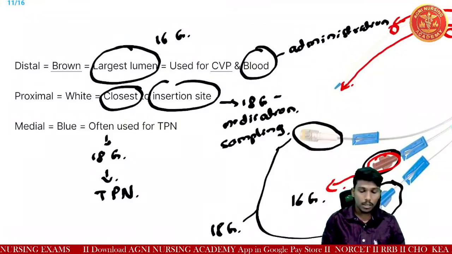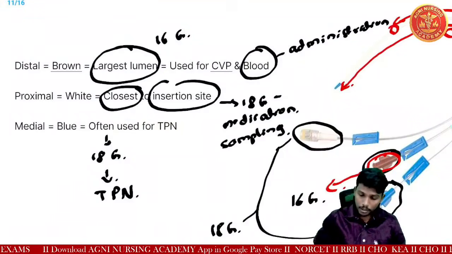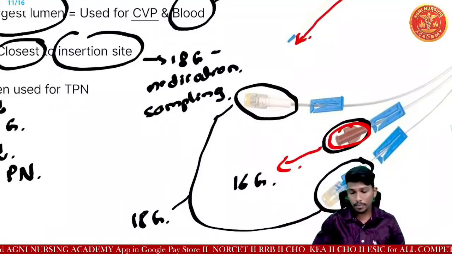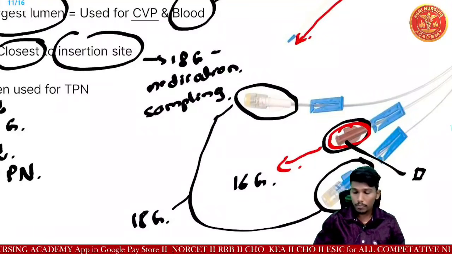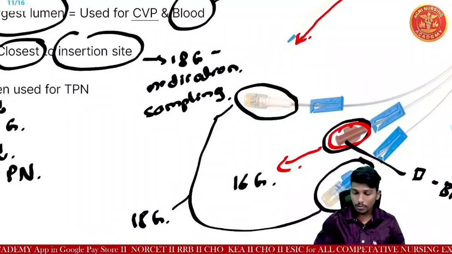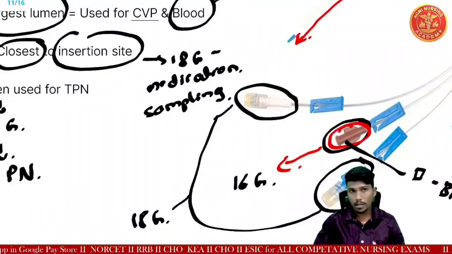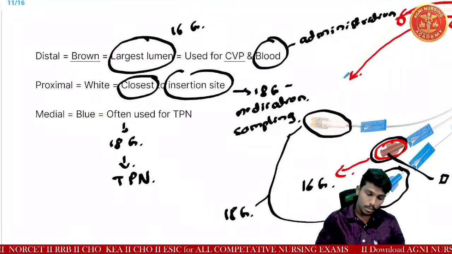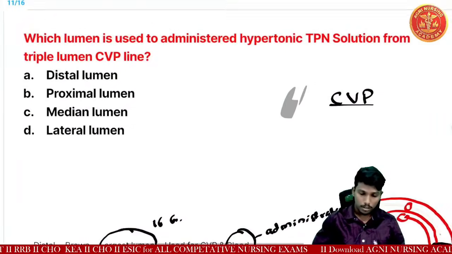Distal means this is the largest, and one more trick is there. See, you can see this one brown color is there. Now this is like a red color, and brown B for blood. Okay, brown for blood transfusion. Okay, blood administration. Don't confuse it with blood sampling in the white color. Okay, this is your CVP line.